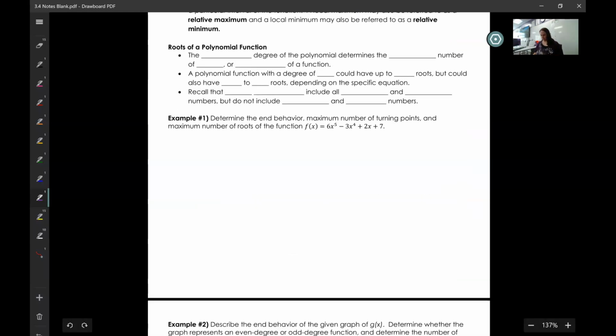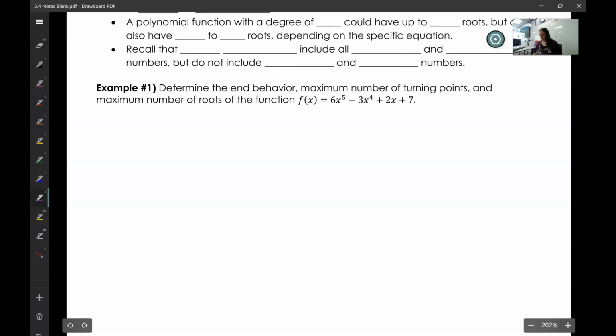So let's do our first example right here. Example number 1. We are only looking at end behavior of this equation right here. So I need two things. I need the degree, aka biggest exponent, and I need the leading coefficient.